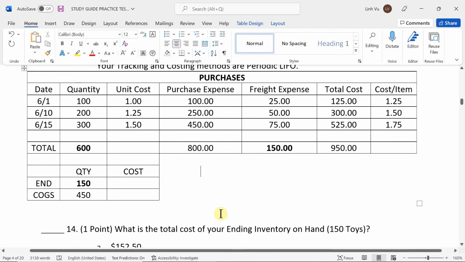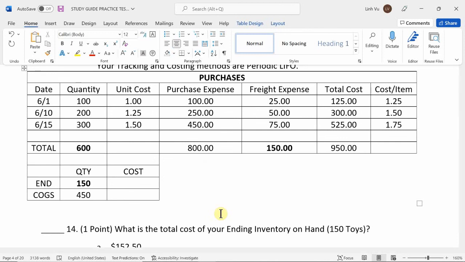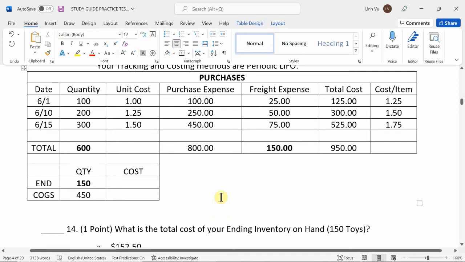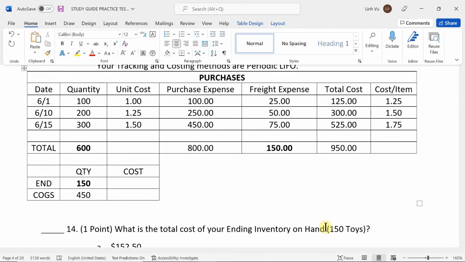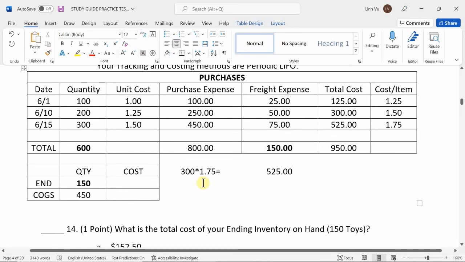So if I'm using LIFO, which batch of inventory am I going to sell from first? The bottom one. The last one. Yeah. The last one for 300 units for $525, right? And that's the total of 300 units. If I were to solve for that, that's going to give me a total of 525. Okay? Now, I just sold 300 units.